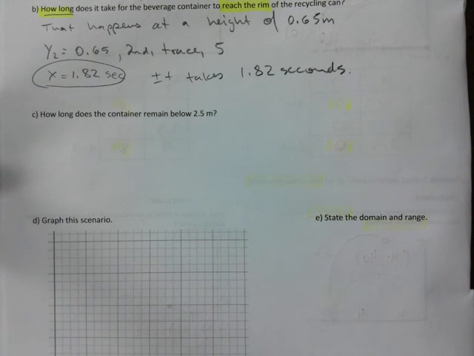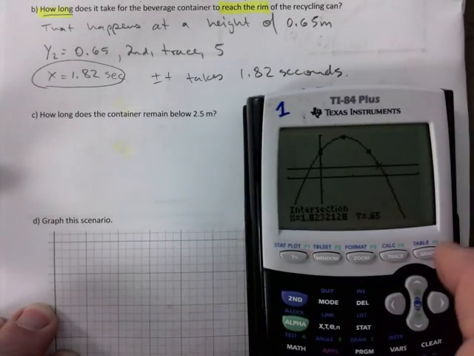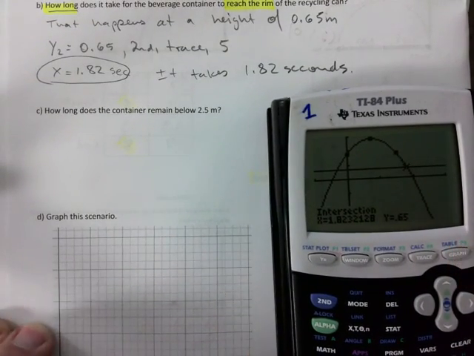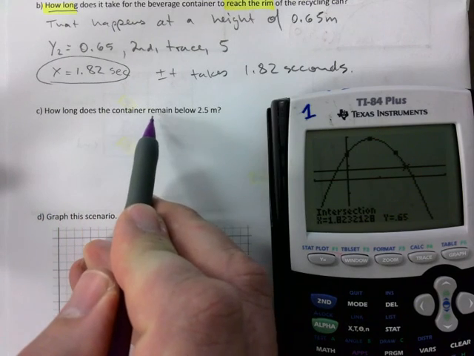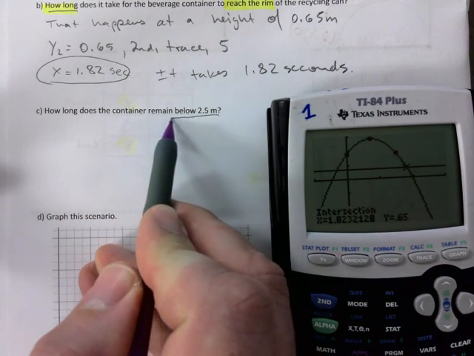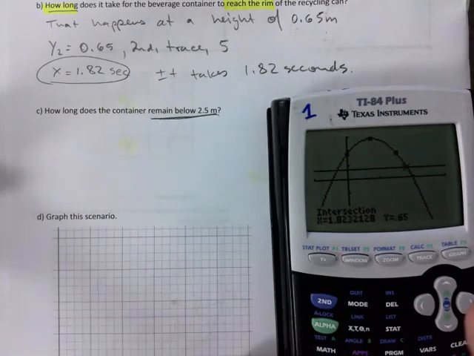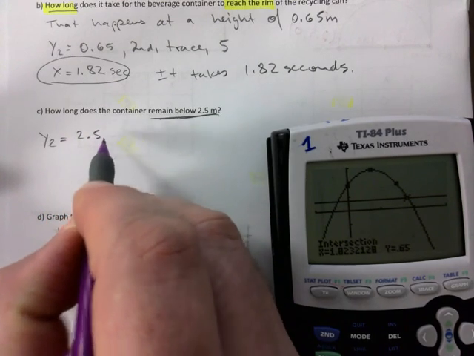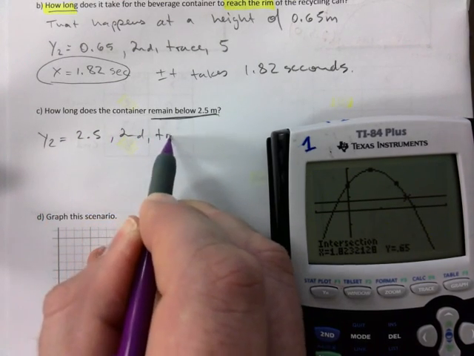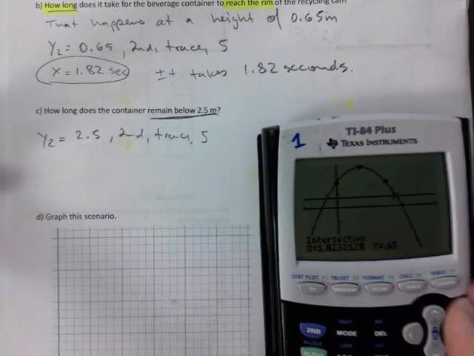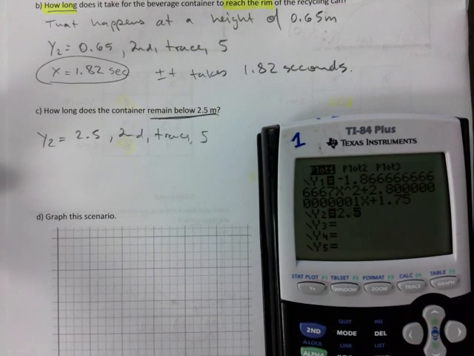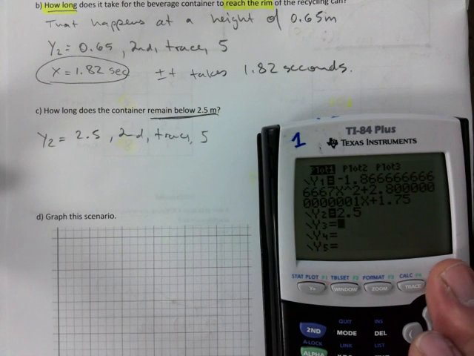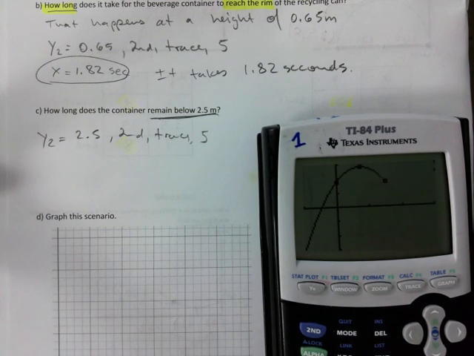Technically, everything that comes now, you should be able to do, okay? But I made this challenging for a reason because I wanted you to really have to think, okay? How long does a container remain below 2.5 meters? Okay, below 2.5 meters. So we will make y2 equal to 2.5, and we're going to go second trace 5. There's something I need with y. Y needs to be 2.5, and then let's explore this a little bit.